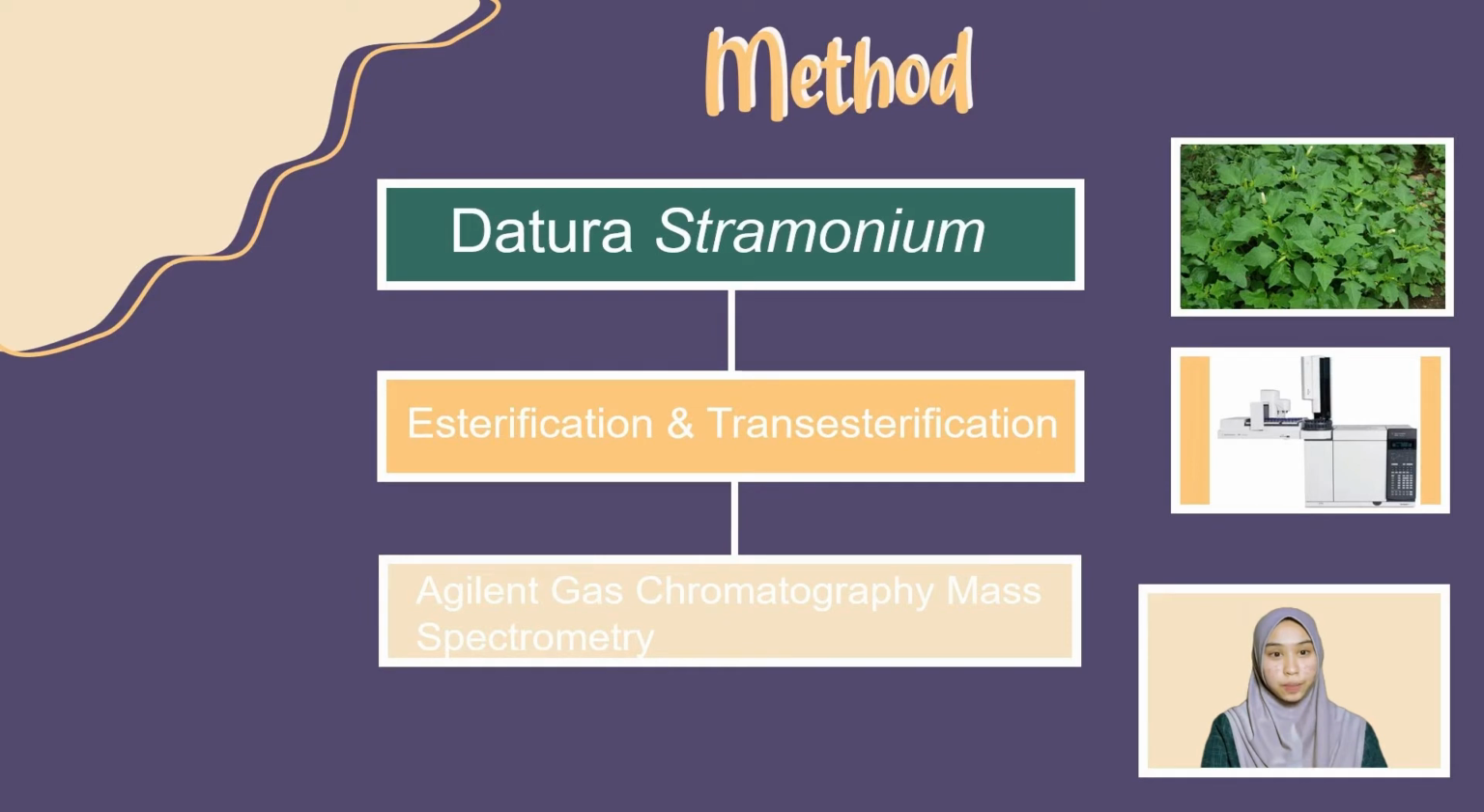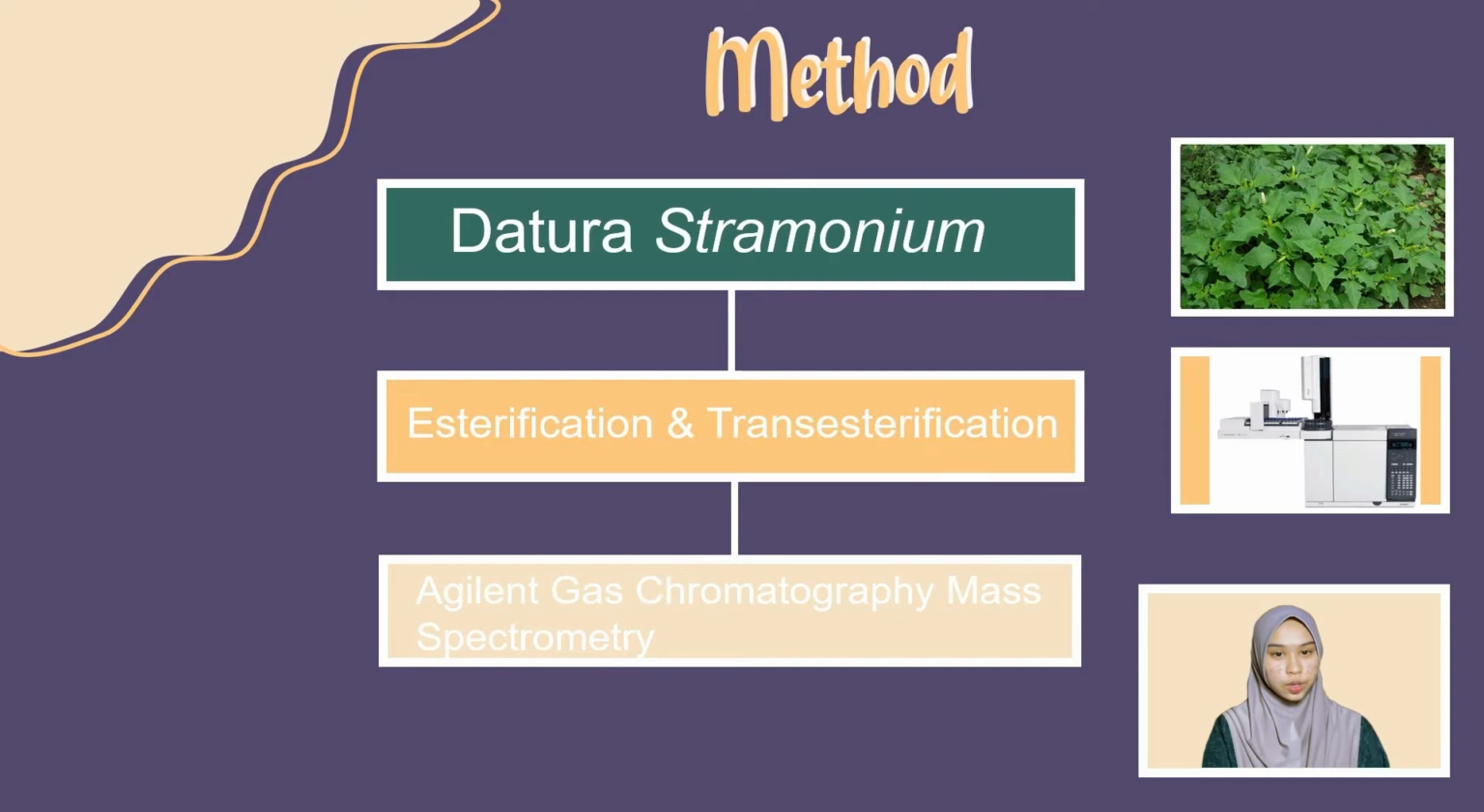Biodiesel was prepared from the extract of seed oil of Datura stramonium by two-way process comprising of acid catalyzed esterification followed by base catalyzed transesterification. The fatty acid composition of the biodiesel sample was analyzed by gas chromatography coupled with mass spectrometer.